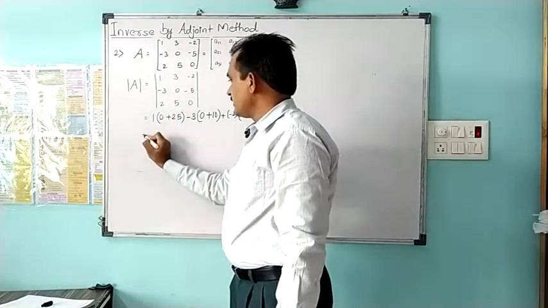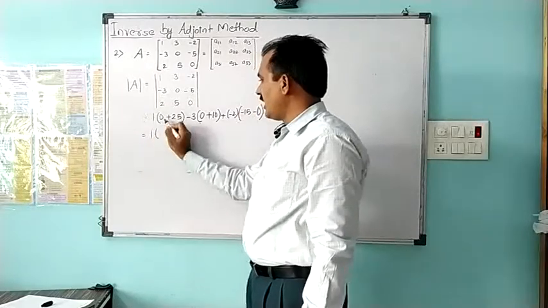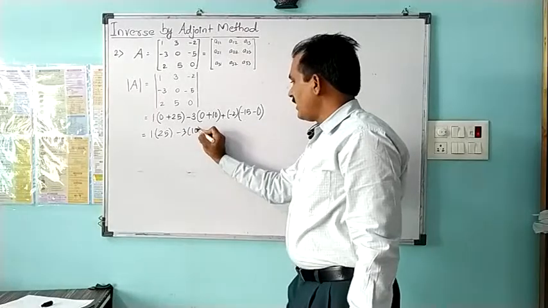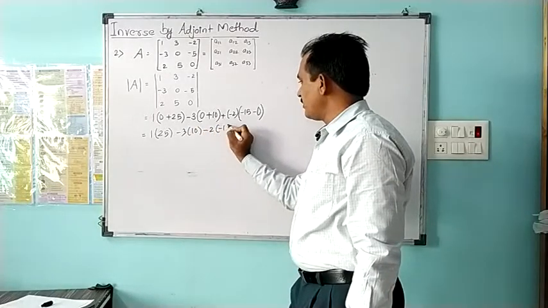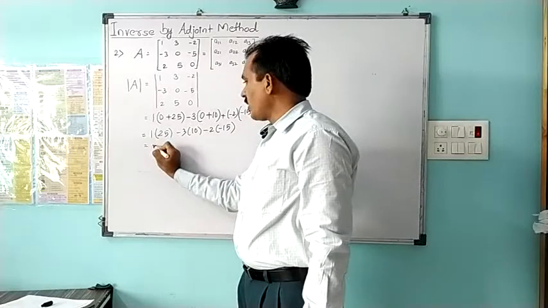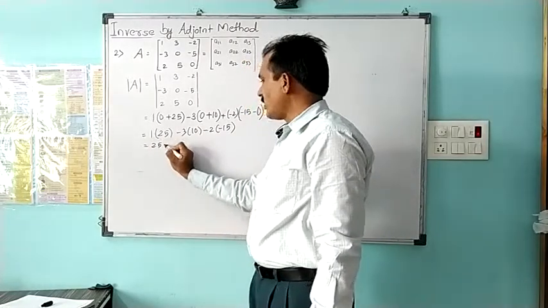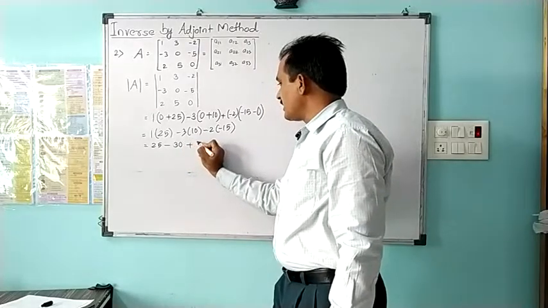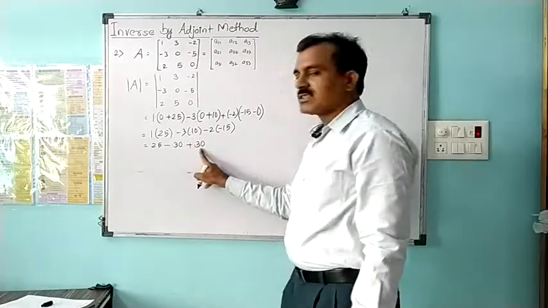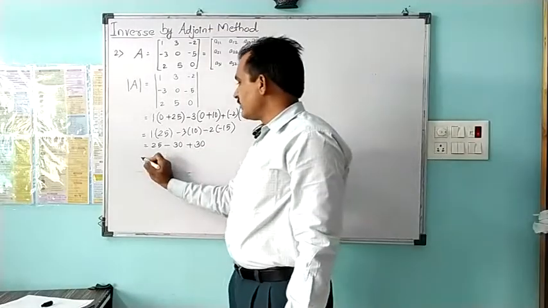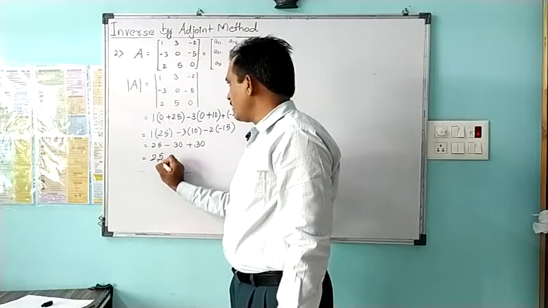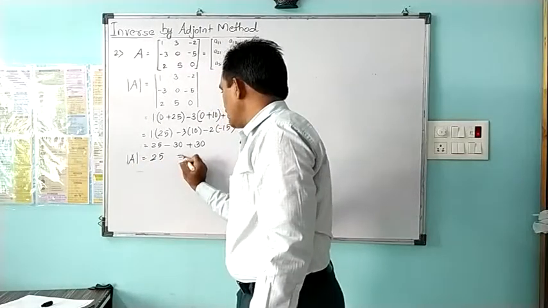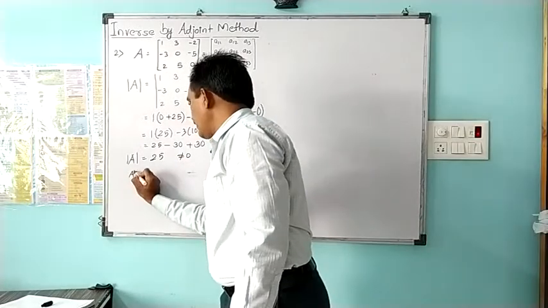So in the next step, we have the first bracket as 25, the second bracket as 10, and the third bracket as minus 15. So the product of the first number will be 25, minus 30, and plus 30. The next two numbers are the same with opposite signs, so they cancel, and we have only 25 as the determinant of this matrix. So the determinant is non-zero, that's why A inverse exists.